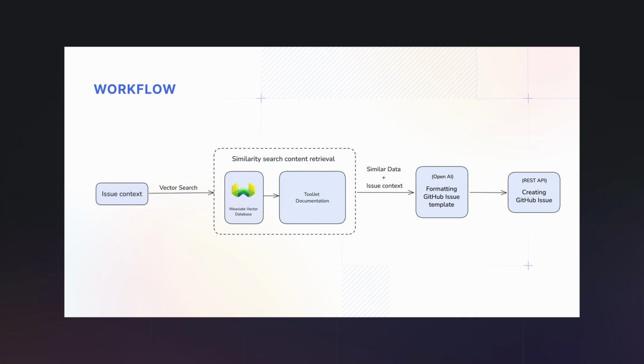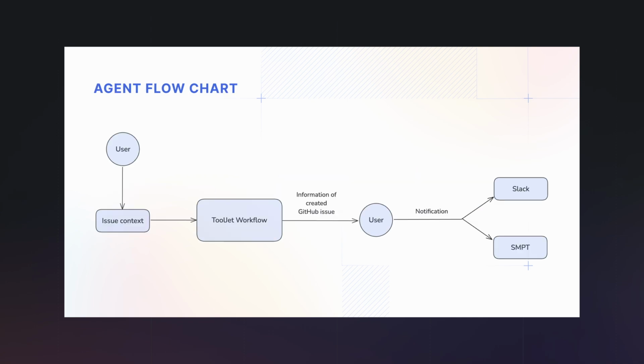Then we pass all the data to OpenAI, which will take all the decisions related to the type of the issue. Is it a bug? Is it a feature? Is it related to a particular team? Is it related to a particular assignee? And finally, we'll pass the response from OpenAI to the REST API, which will help us to create the GitHub issue. Once the workflow is completed, as I showed in the last slide, it will go back to the user to send the notifications of the created issue.